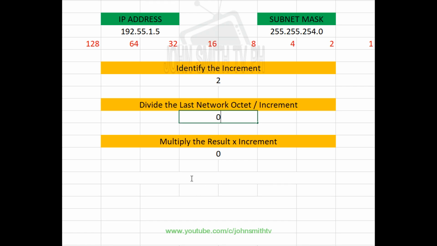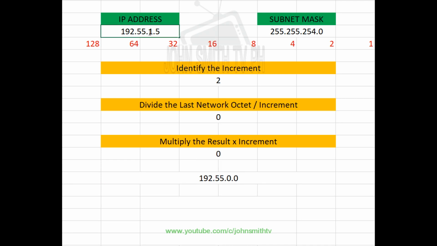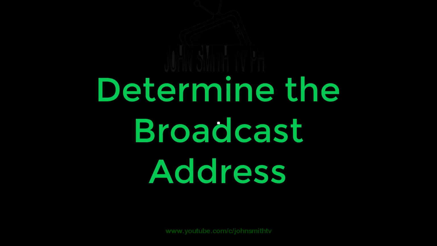Ang network ID natin ay 192.55. Imbis na 1, ay gagawin mo ng 0. Imbis na 5, gagawin mo na rin siyang 0. So, ang network ID natin ay 192.55.0.0. So, paano mo nakuha yon? Again, since sa third octet tayo, dito lang tayo mag-focus. Ngayon, lahat ng nasa kaliwa ay kokopyahin mo lang. Kagaya nito, kinopya lang natin. Ngayon, lahat ng nasa kanan, gagawin mong 0. Parang ganito.